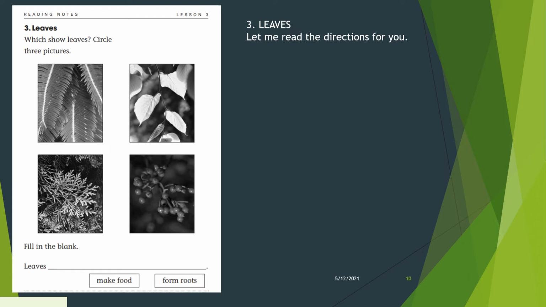Let's go to the next page in our workbook. Number 3, leaves. Let me read the directions for you. Which show leaves? Circle 3 pictures. So 3 of those show leaves and 1 does not. So circle those 3. Be sure that your circle can be seen by your teacher.